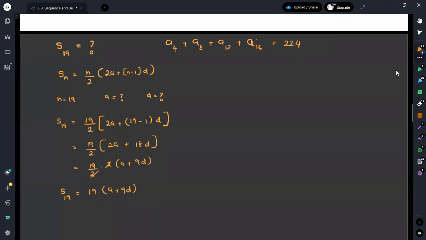Then to find out the value separately, or the entire value given as A plus 9D, what we can do is use the information provided here. It is saying that the summation of the fourth term, eighth term, 12th term, and the 16th term of the arithmetic progression is equal to 224. But what we know is, if it is an arithmetic progression, the nth term can be obtained as A plus n minus 1 times D.